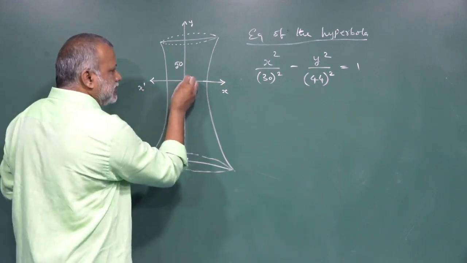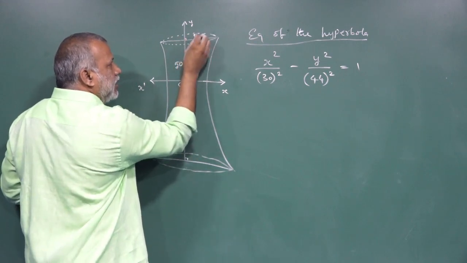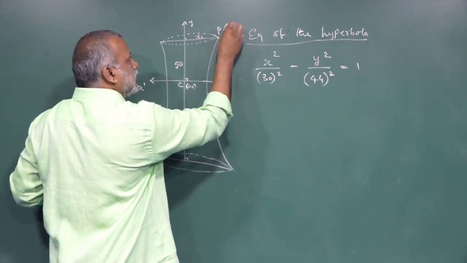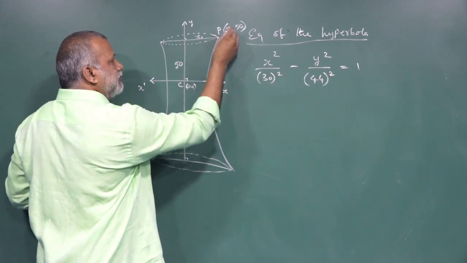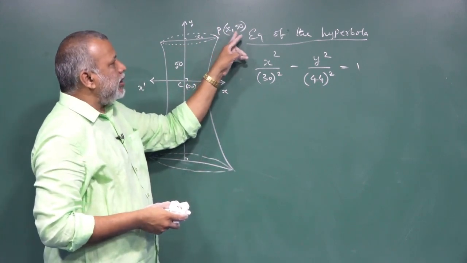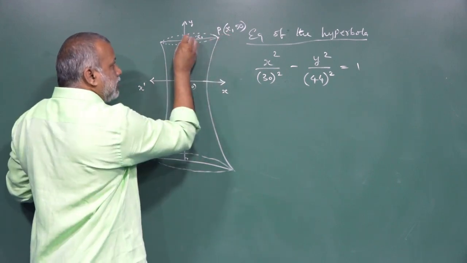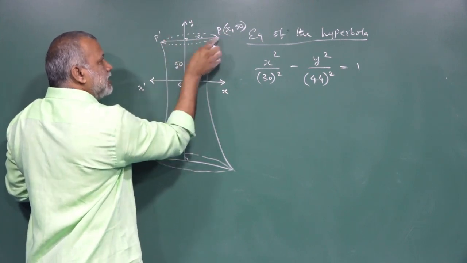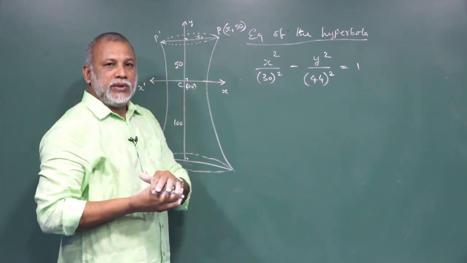Listen students, this is the y-axis. This distance is 50. This is unknown, say x1. So that means this point P is (x1, 50). This hyperbola is passing through the point (x1, 50), and from that you are able to find the value of x1. After finding the value of x1, we need the diameter, say P P dash. This P dash is nothing but the diameter, that means 2 times x1 we are able to work out. See the logic.